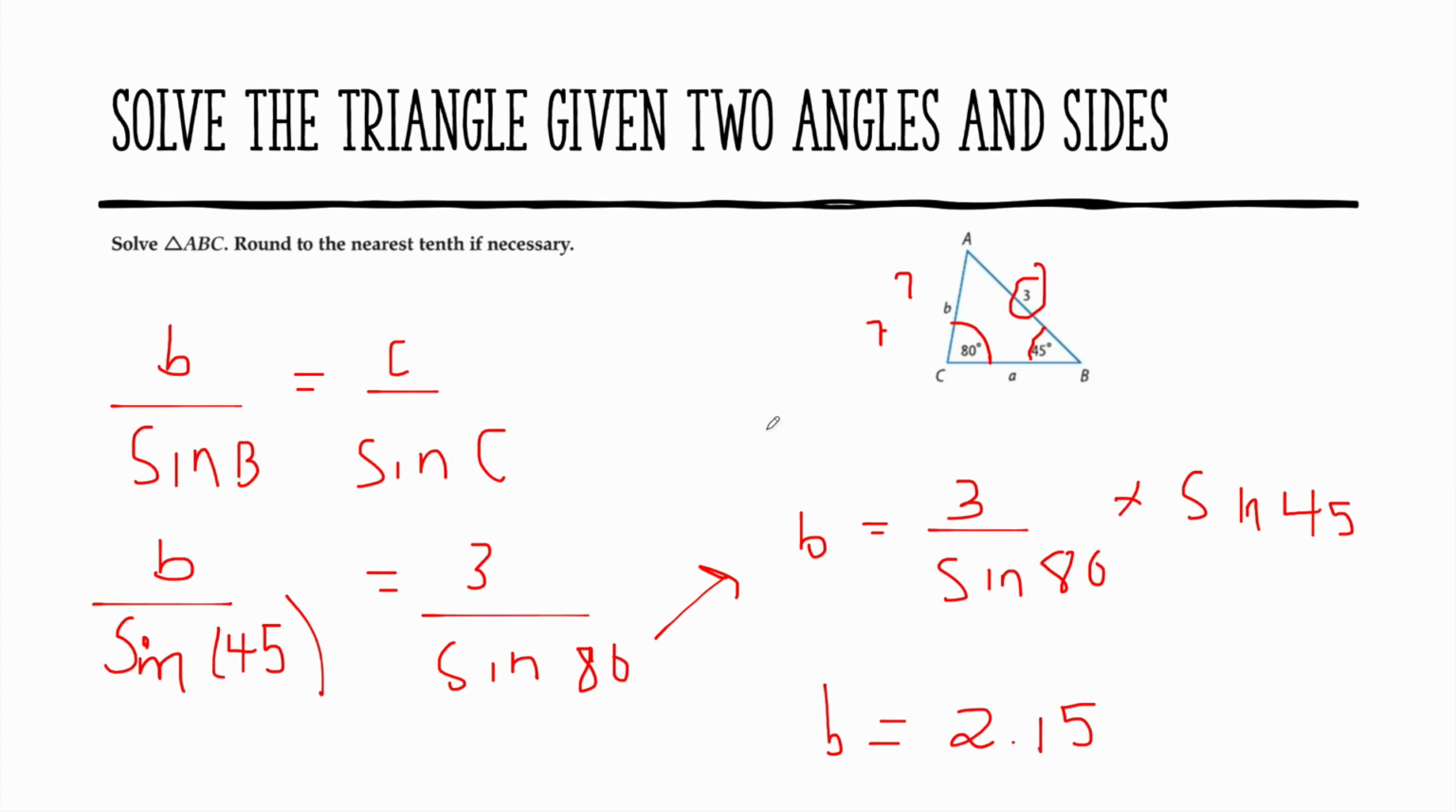Now, in the same question, if you want to find angle A, angle A is equal to 180 minus 45 minus 80. Angle A will give you 55. And you can go ahead and use the sine rule to find side a. Okay.